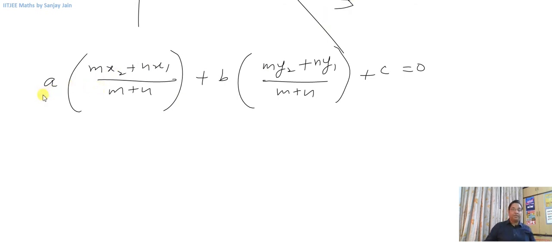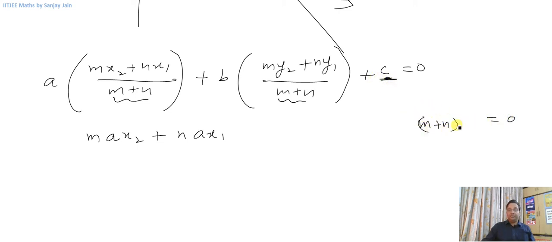So to simplify it further, let me write it like this. I can write it like m(ax2 + by2 + c) plus n(ax1 + by1 + c). This m plus n, I can take outside and multiply it with this c, and on the right hand side it will become 0. So the right hand side remains 0 and this term will become (m plus n) into c, and this second term will become m into by2 plus n into by1 plus (m plus n) into c.